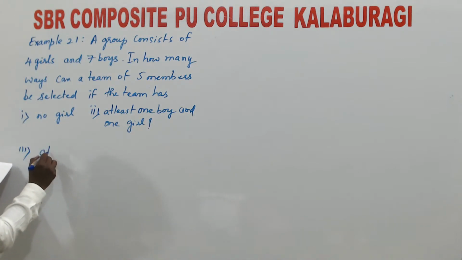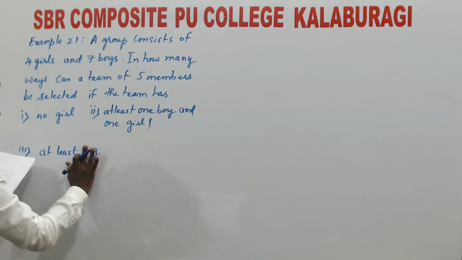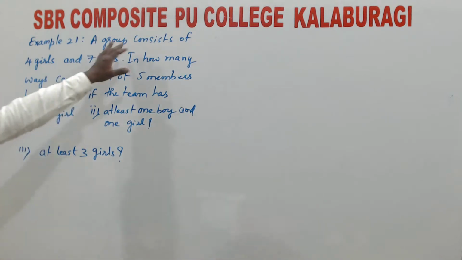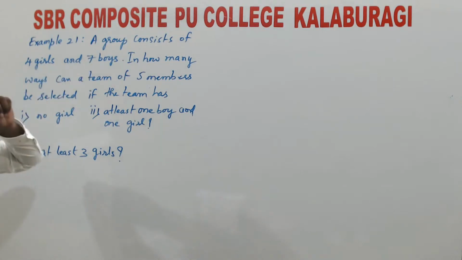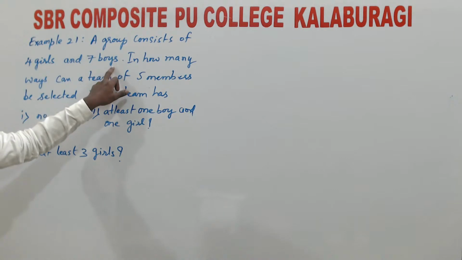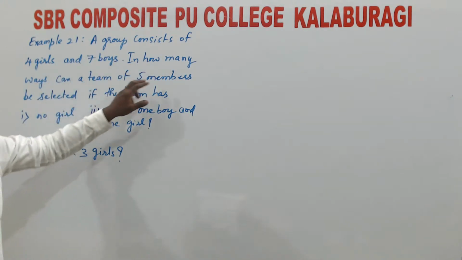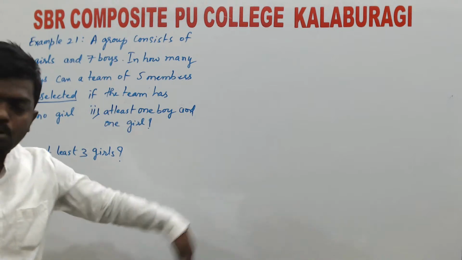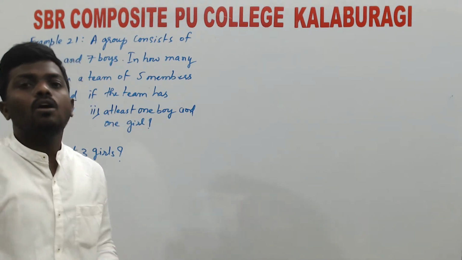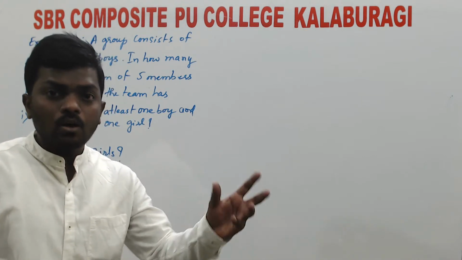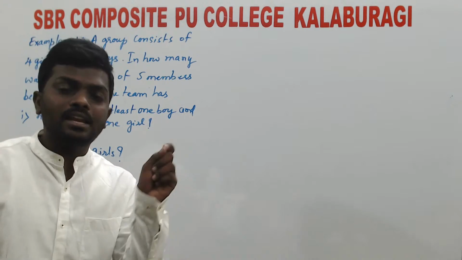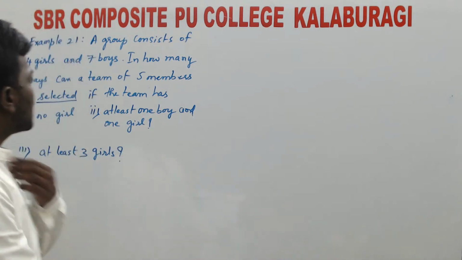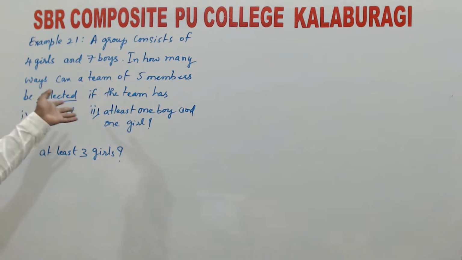Third, at least 3 girls. So the question here is: a group consists of 4 girls and 7 boys. In how many ways can a team of 5 members be selected? Only selection is happening. They are not asking to arrange boys so that no two girls sit together, or arrange girls so that no two boys sit together. So when you are reading the questions, read very carefully. You will understand very easily which question is combination and which is permutation. Now in this question, they have said selected, right? So it's nothing but a combination only.